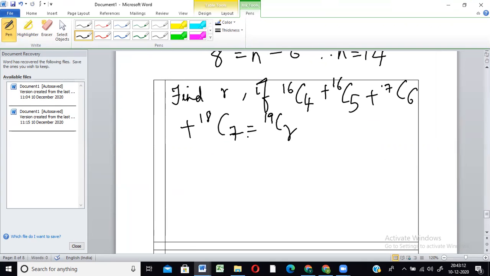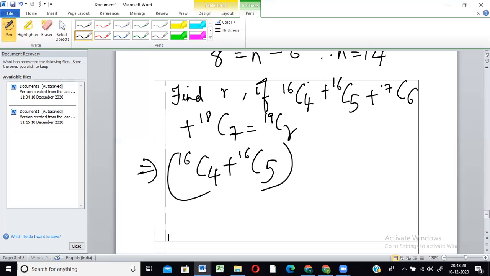We have already done one property. Now what you do is try to take the same numbers, similar numbers, and make a group, like 16C4 plus 16C5. These two, n is common, right? So just try to write them together with a bracket sign. This is 17 and not 7. Plus 17C6 plus 18C7. This is your left hand side, which is equal to 19Cr, right?